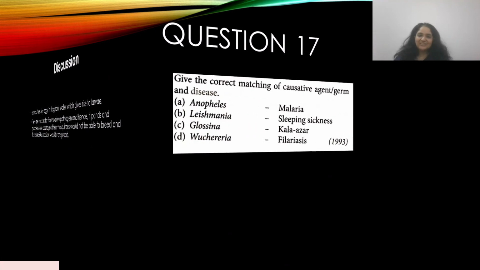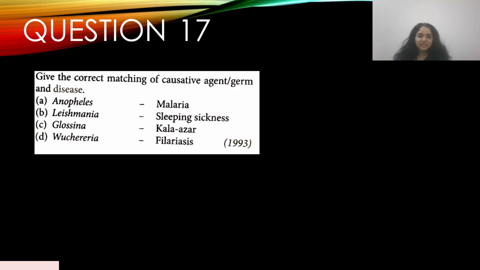Okay, so question number 17. Give the correct matching of causative agent or germ and disease. Okay, it's here in 93. You have Anopheles, malaria; Leishmania, sleeping sickness; Glossina, Kala-azar; Wuchereria, filariasis. So you have to find the correct matching of causative agent or the germ and the disease.